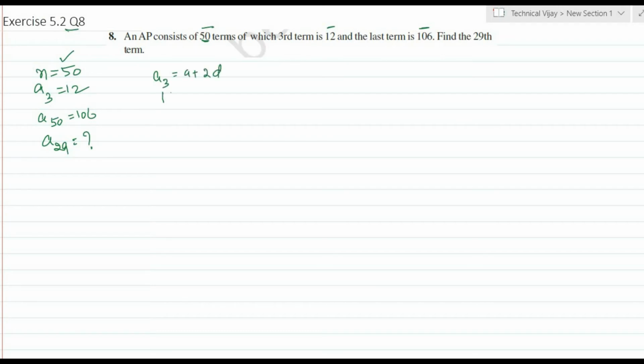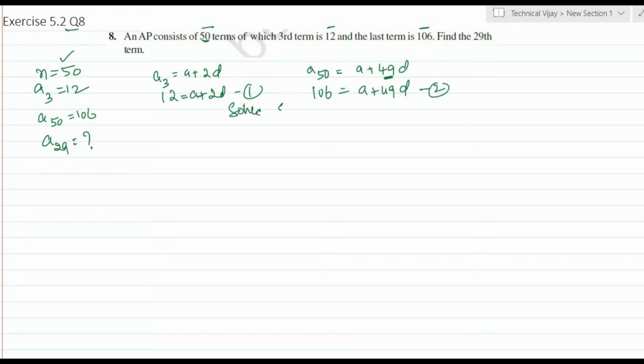So A3 means 12 is equal to A plus 2D. This is one equation. Here A50 is equal to A plus 49D. Why am I writing 49? Because it is 50 minus 1, just like 3 minus 1 earlier. Here A we don't know. A plus 49D, which is A50, is equal to 106. So this is the second equation.